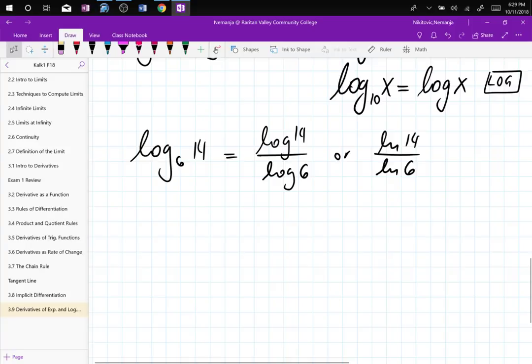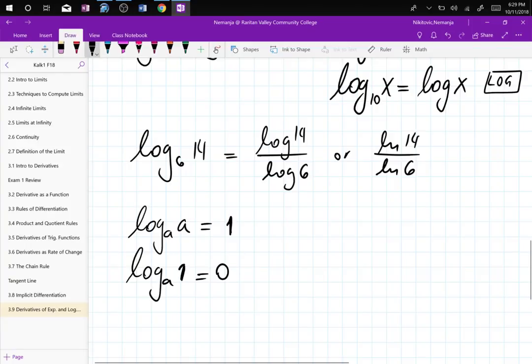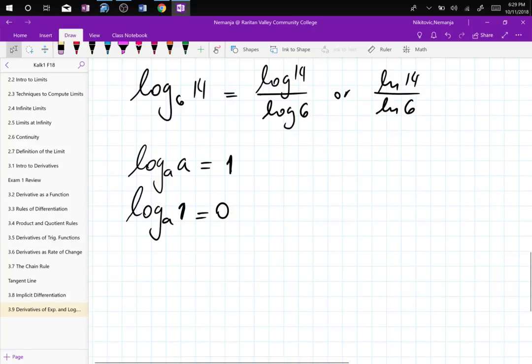First, I'll list the two cute formulas. Log base A of A is equal to 1. Log base A of 1 is always 0. I call these two cute rules. So when you have the base and the argument the same, then the log is equal to 1. And if you have a 1 over here with whatever base, the answer is 0.